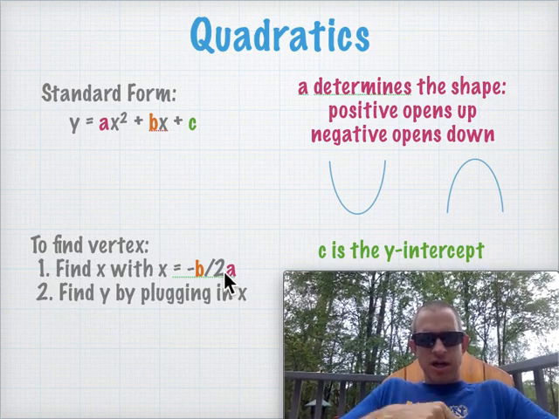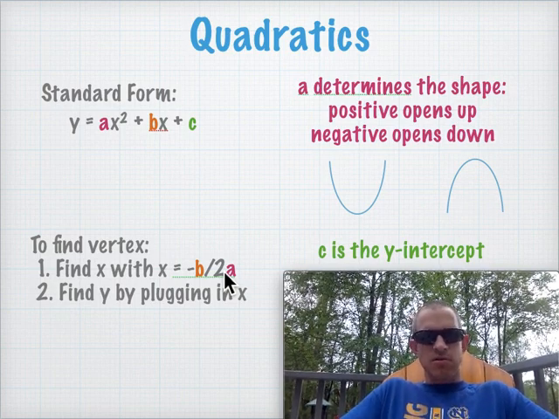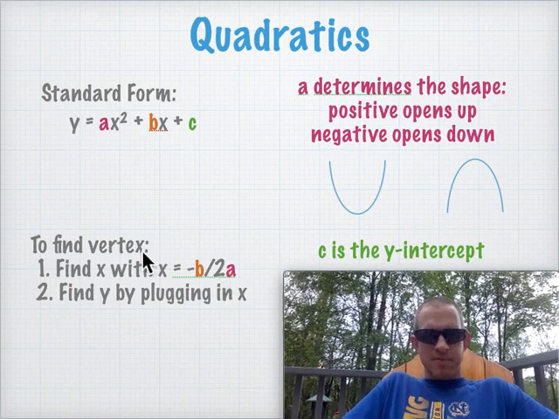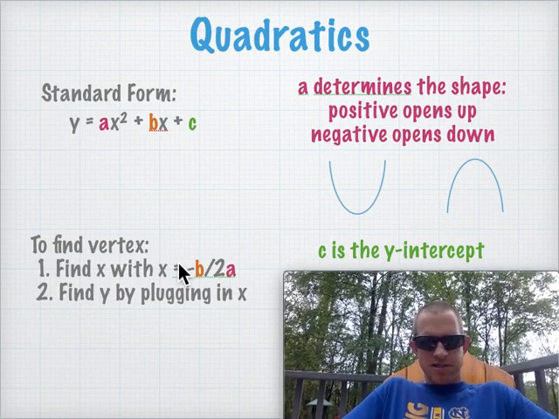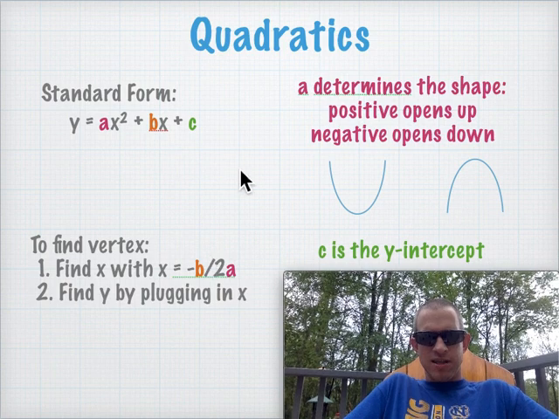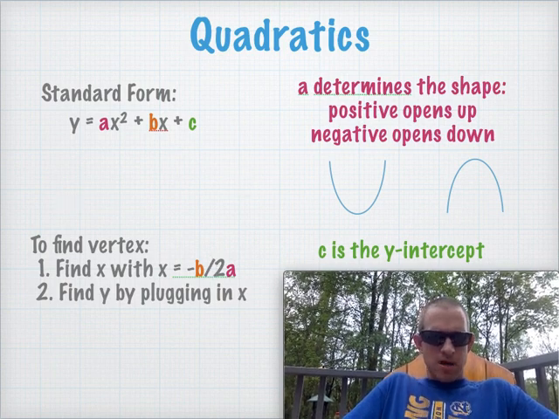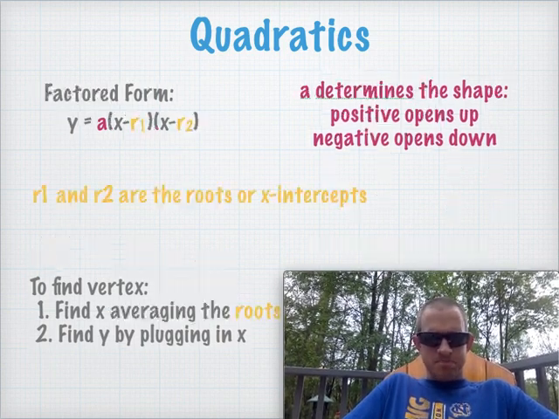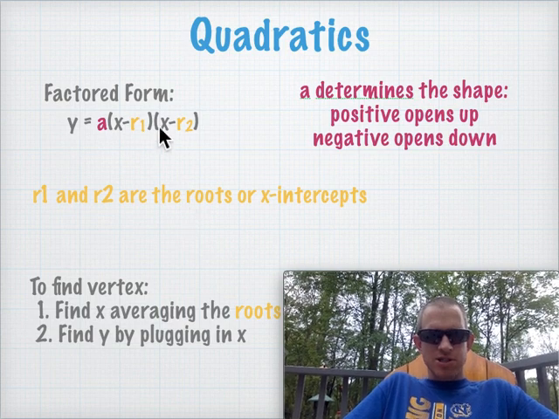So the song, x equals negative b all over 2a. That's the x-coordinate of the vertex. And you take that number and plug it in, and that gives you your y. So that's standard form. They also sometimes come shaped like this.